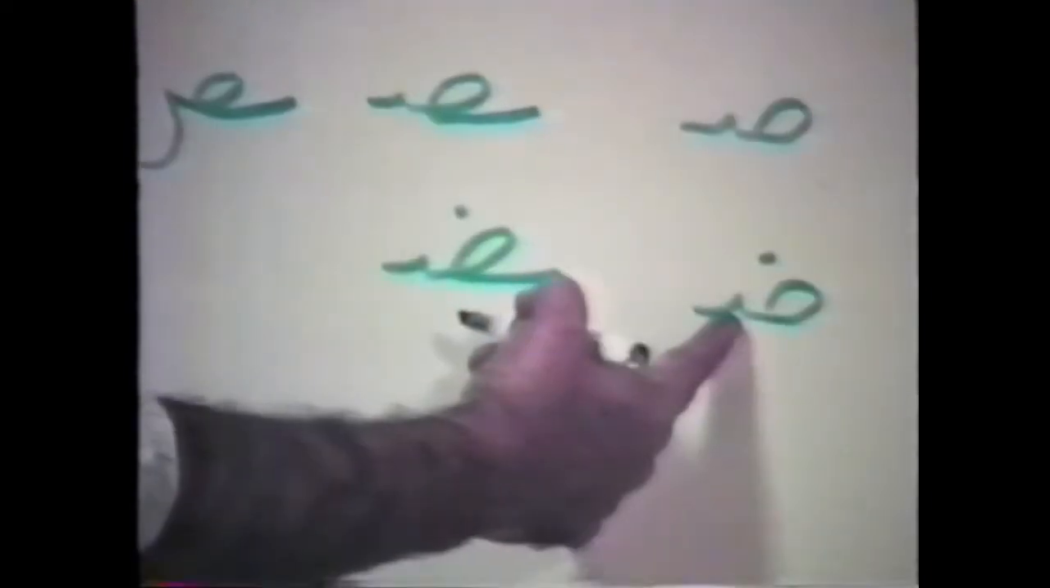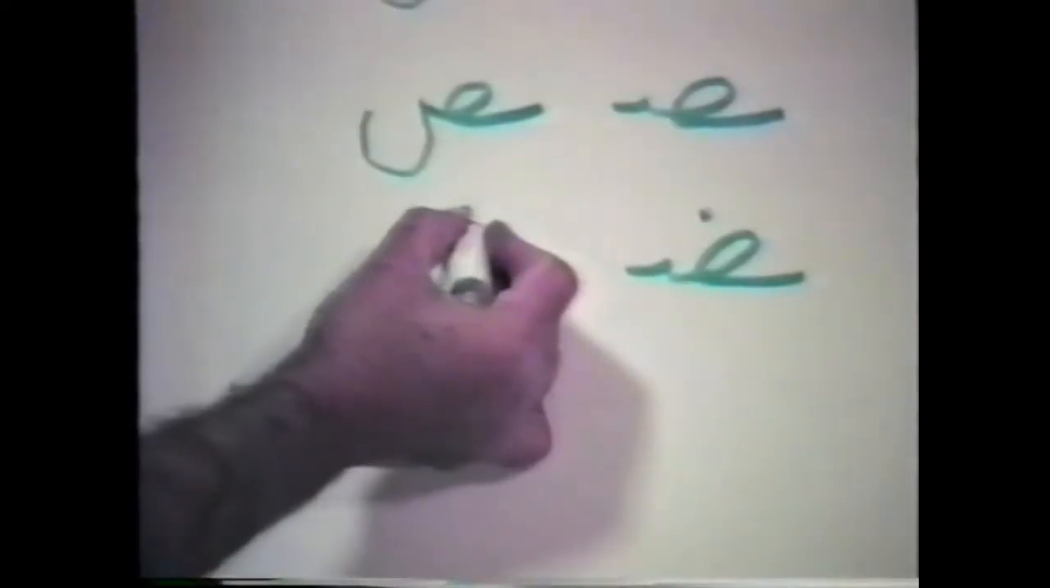This is Saad. The Daad, of course, is exactly the same, except it has the dot on top of it. At the beginning, it looks like this. In the middle, it looks like this. Remember this tooth here? And at the end of the word, it looks like this.